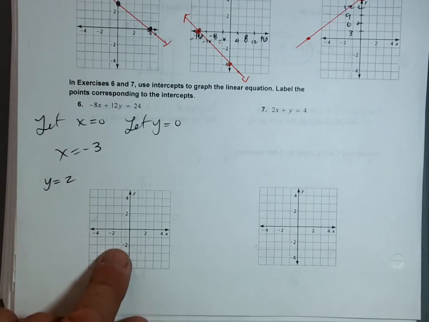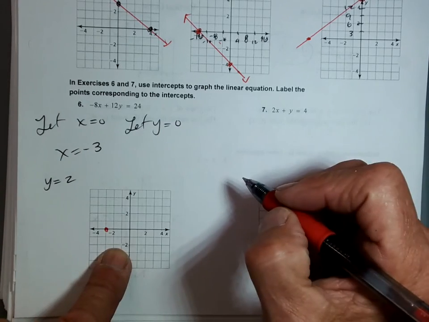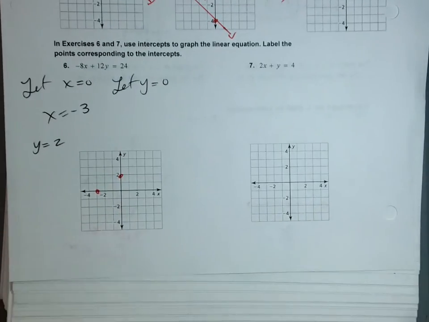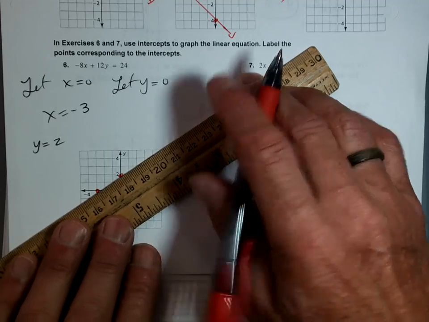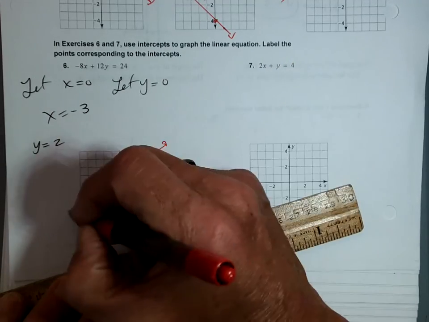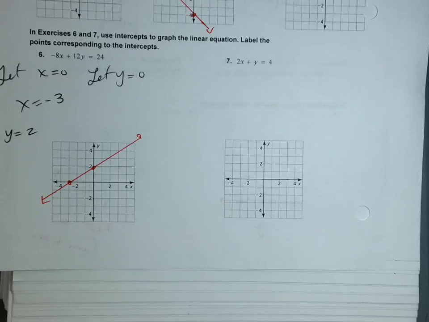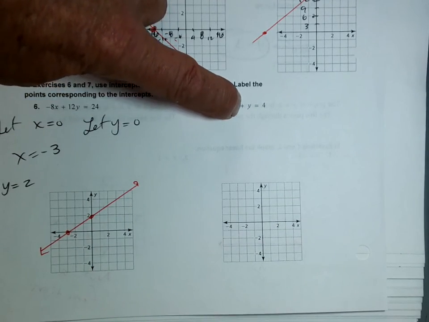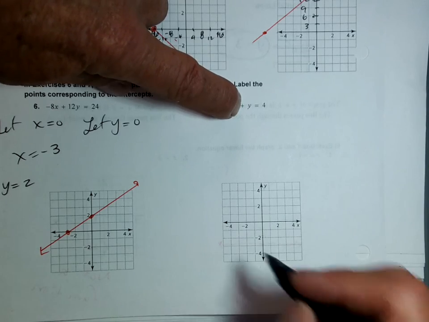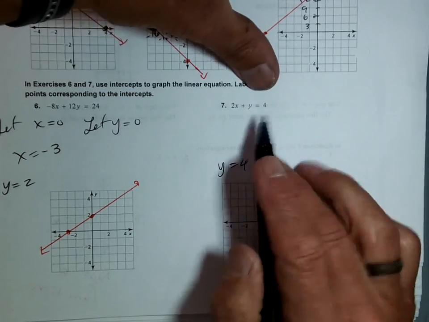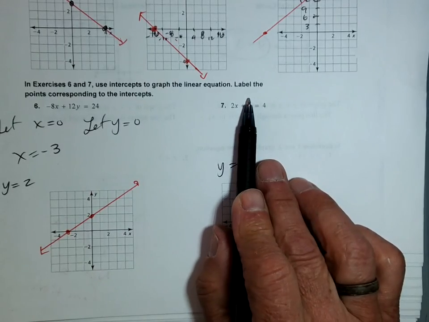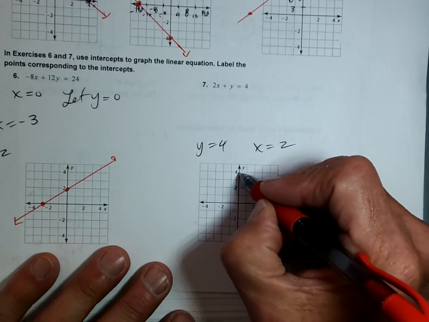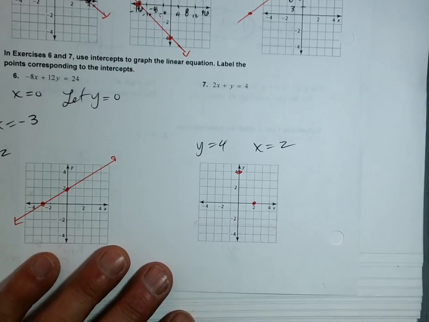Okay, so I've got a -3 on the x. That's there. And I've got a 2 on the y. That's there. Connect the dots. We got a line. Last problem and I'll be done. Okay? Almost there. Okay? So, cover up the 2x. What's y equal? 4. It's just already solved. Agree? Y equals 4. Cover up the y. What's x equal? 2. Isn't this easy? Yeah, it's big easy. So we're going to go to 4 on the y, 2 on the x.